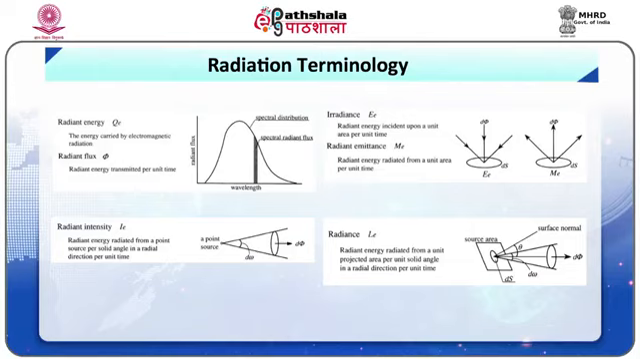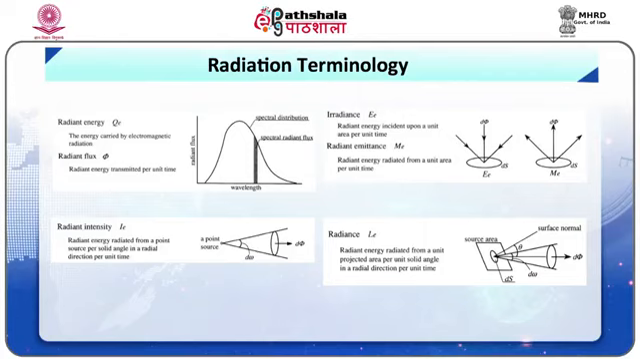Another term is the radiant flux, represented by Greek letter phi, which is the radiant energy transmitted in a radial direction per unit time and is expressed in watts. In other words, the rate at which the photons strike a surface is called the radiant flux. Radiant intensity is the radiant flux radiated from a point source per unit solid angle in the radial direction and is expressed in units of watts per steradian.